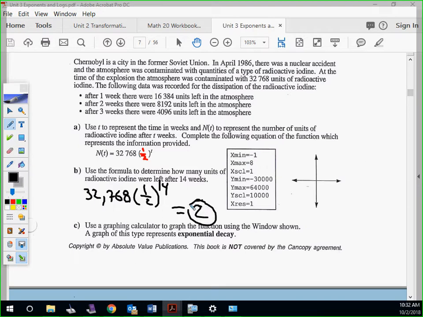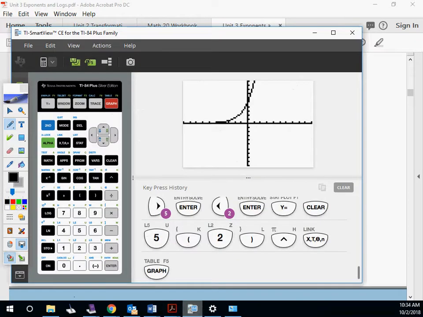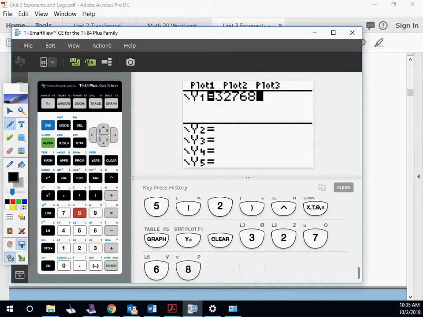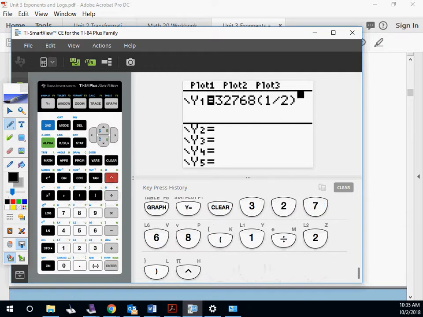And let's go ahead and use the graphing calculator here. Sounds like that's a scale they use, so that's fine. We can use that. So let's go back to my graphing calculator. Let's put it in. So we're going to clear this. We have 32768, brackets, 1 divided by 2, bracket, exponent to the x. Okay, my graph's not going to look very good.